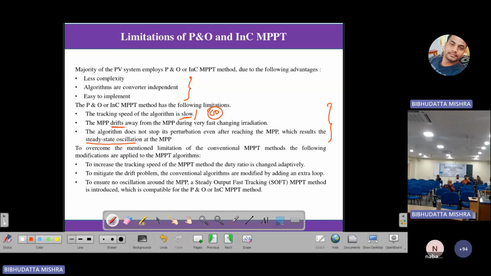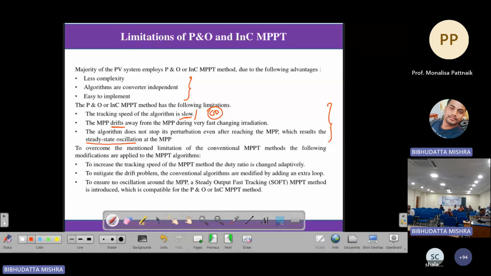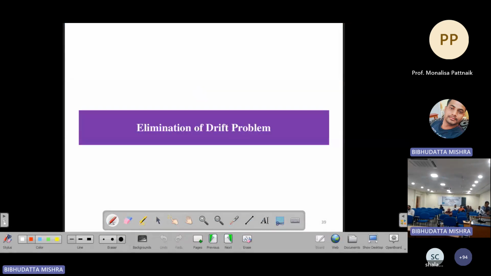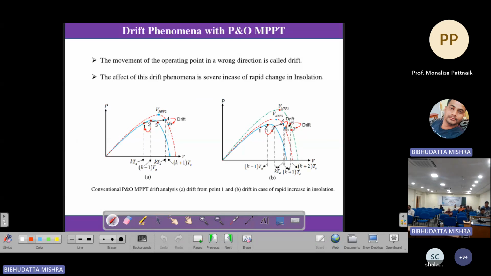So around MPP there is an oscillation, but what you want is that once the algorithm reaches near the MPP, it should stop. Then it can always extract the approximate maximum power. So these three are the problems, and I will try to show you the solutions to these problems also, one by one. First I will explain the drift problem. So what is drift?